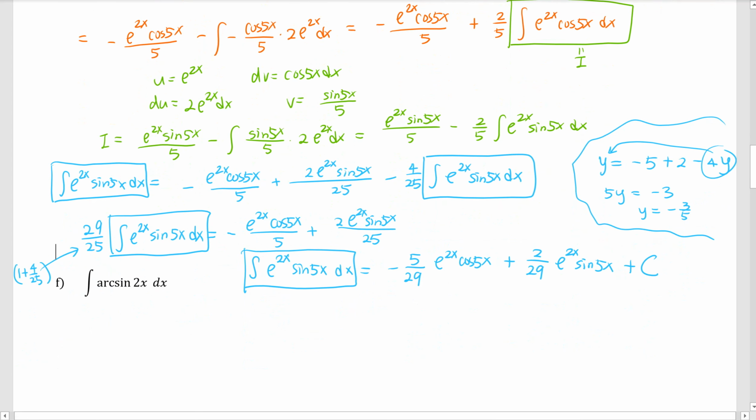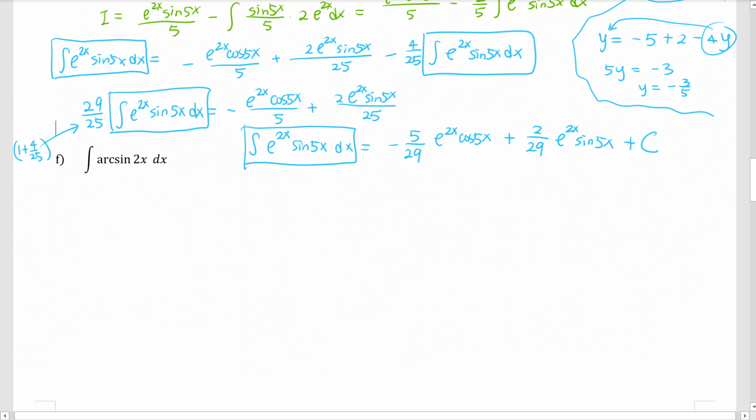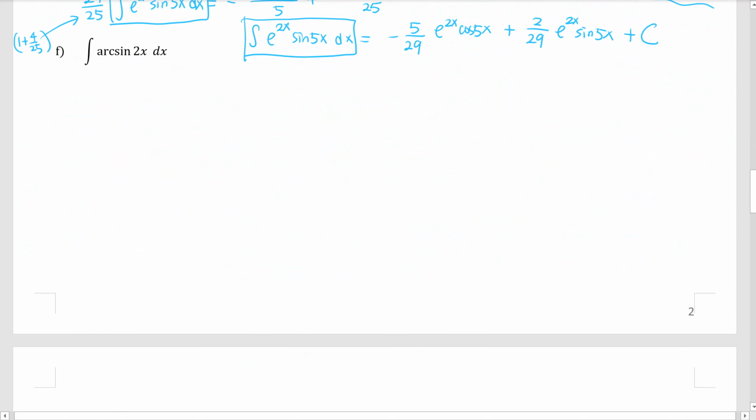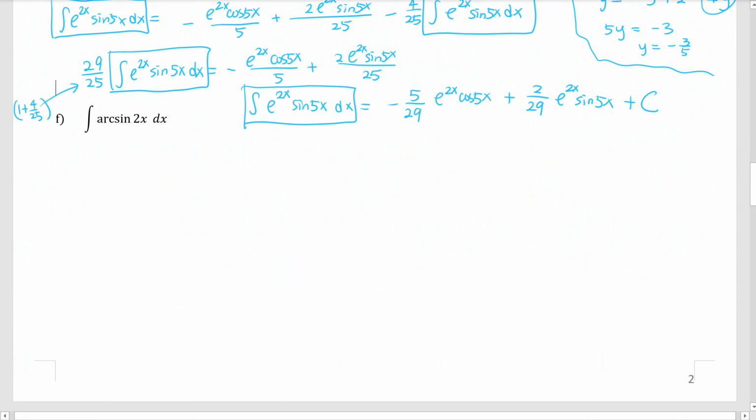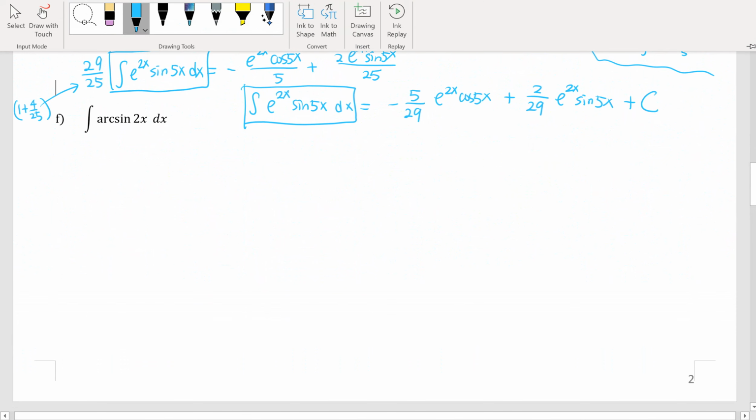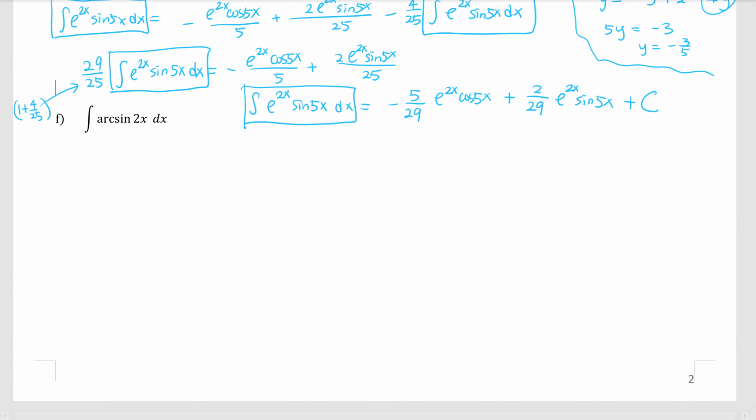Alright, so far, so good. Okay, let's continue. Let's look at this example. What do we want to let u be? First of all, can you integrate inverse sine? No, that's what we're looking for, right? So it means we have to let it be u, right? So u is inverse sine of 2x, and dv is whatever is left, just dx.